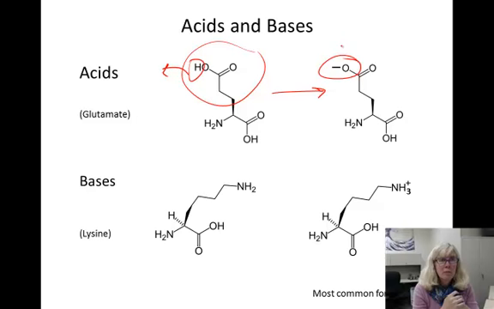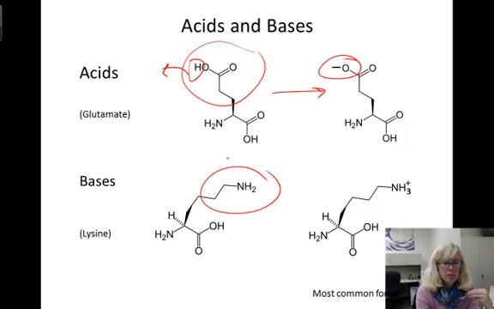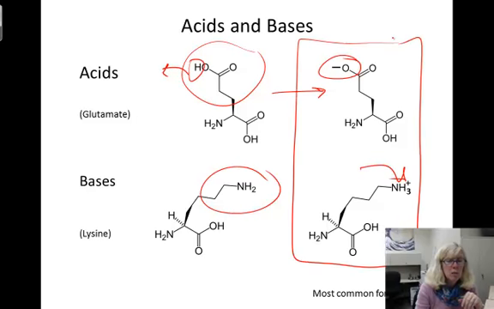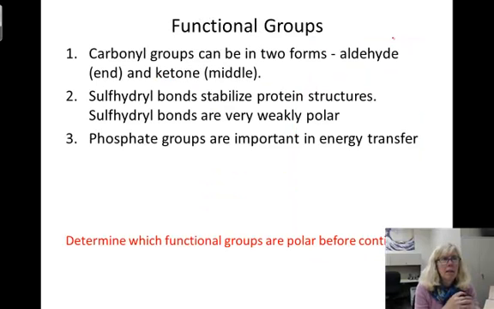The most common functional group to pick up a hydrogen is the amino group. In this amino acid lysine, the R group picks up a third hydrogen and becomes more positive. In biological systems, these charged forms are the ones seen more often. Once you've filled out the table in your notes, be sure to add these facts, and I'm expecting you to be able to determine which of the functional groups is polar.